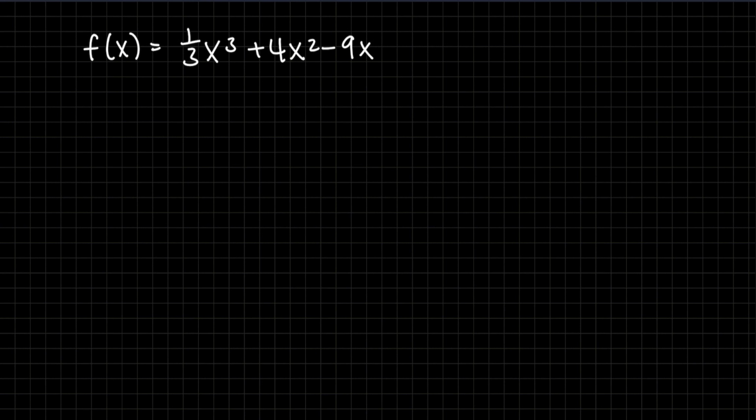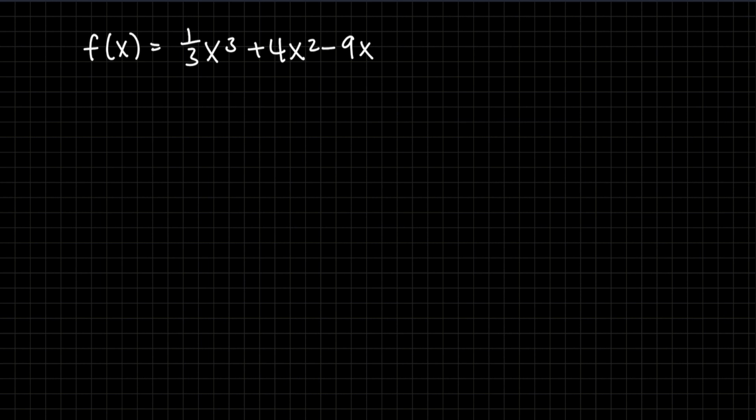Let's do another example. Say we have f of x is equal to 1/3 x cubed plus 4x squared minus 9x. And we want to find where the graph is increasing and decreasing, as well as sketch the graph. Our first step is to find the derivative of this function. So we are going to use the power rule for each term of this function. So we have 1/3 x cubed, positive 4x squared, and negative 9x.